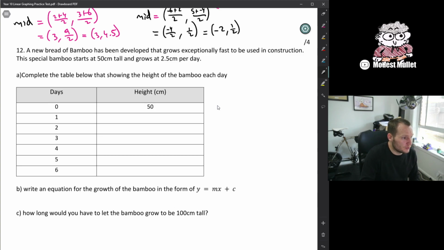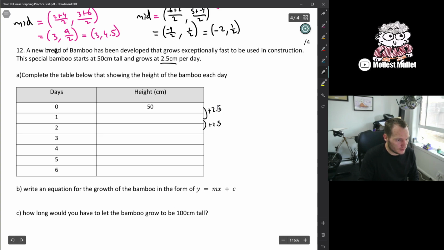A new breed, not bred, that should be breed, of bamboo has been developed that grows exceptionally fast to be used in construction. This special bamboo starts at 50 centimeters tall and grows at 2.5 centimeters per day. Complete the table below that shows the height of the bamboo each day. Well, it starts at 50 and it goes up 2.5. Goes up 2.5. Goes up 2.5. You get the sort of idea here. So if it's starting at 50, that means it goes to 52.5.